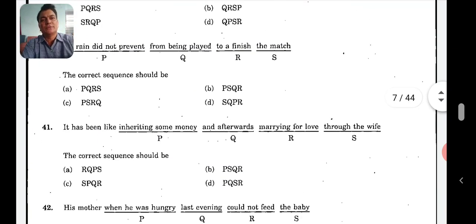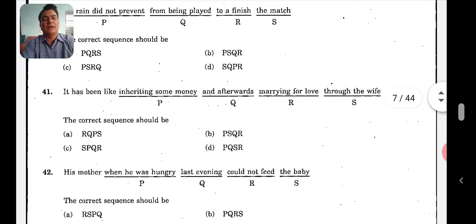So it has been like inheriting some money and afterwards marrying for love through the wife. So it has been like marrying for love and afterwards inheriting some money through the wife. So let's see what will be the right option there. So the right option will be A, RQPS.